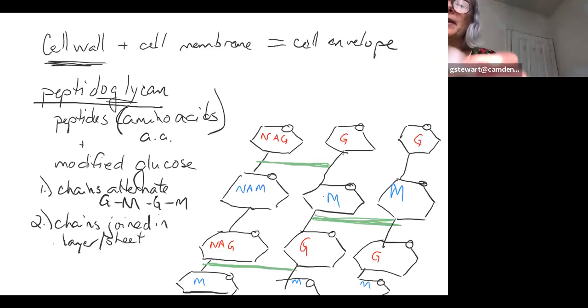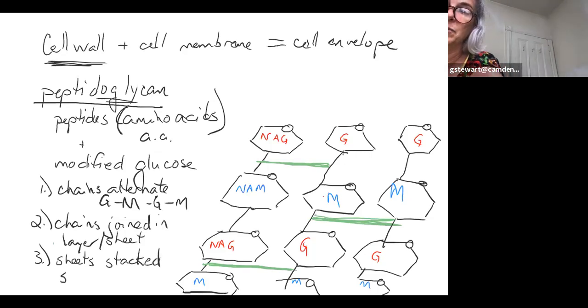Now, these sheets can be stacked in layers. So the sheets can be stacked on top of each other, but, important but, there's a spacer between the sheets, and that spacer is made out of 4 amino acids, always the same 4. It's called a tetrapeptide.